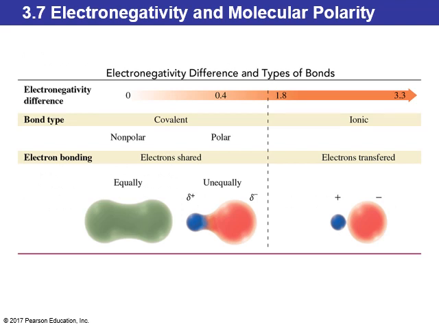So how big of an electronegativity difference do you need to go from nonpolar to polar? If you're in the range between 0 and 0.4, that's the difference between electronegativity of the atoms involved in the bond, then you have a nonpolar covalent bond. If you're in the range of 0.4 to 1.8, you have a polar covalent bond. Anything above 1.8 is ionic, and the electron has been fully transferred to the other atom.